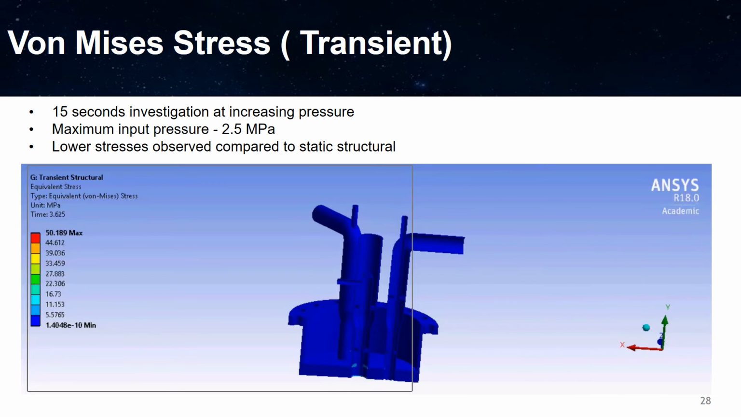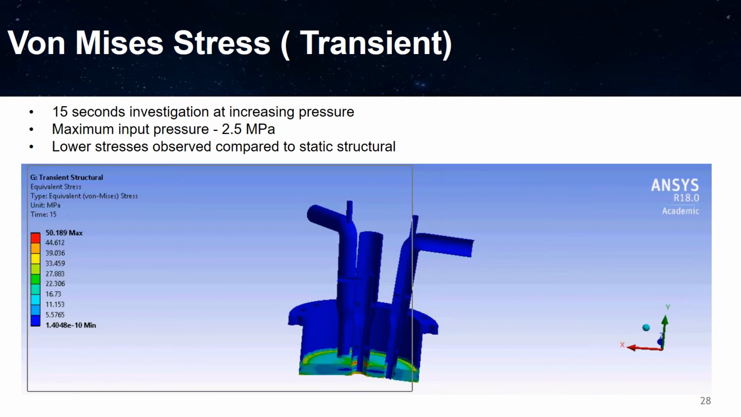Let's look into the transient von Mises stress. This is for around 25 bar pressure, so 2.5 megapascal. For a 15-second test that we do during an operation, we could see that the maximum stress went up to around 50 megapascal for a 2.5 megapascal input. The input is increased from 0.1 megapascal to 2.5 megapascal step by step, periodically, during this 15-second period, following the experimental data pattern.